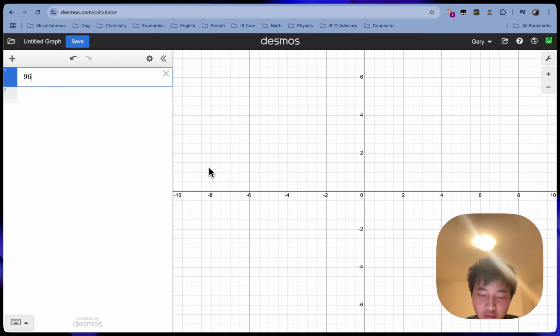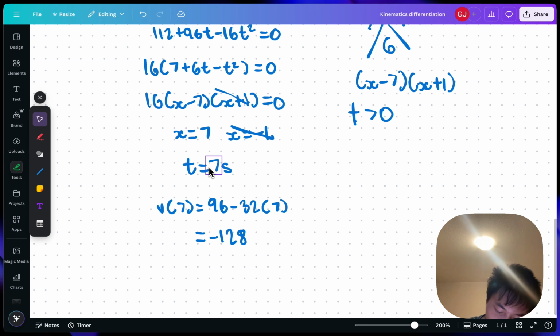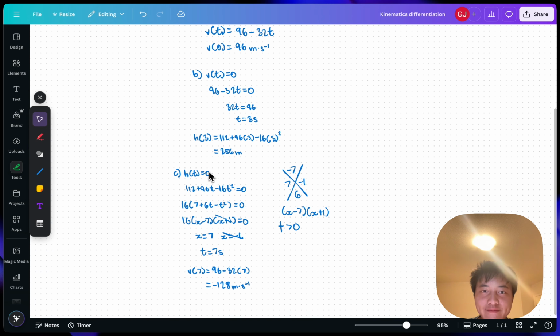Which will give us negative 128 meters per second, and this answer indicates that the object is now moving in the opposite direction. And these are our final answers. Thank you.